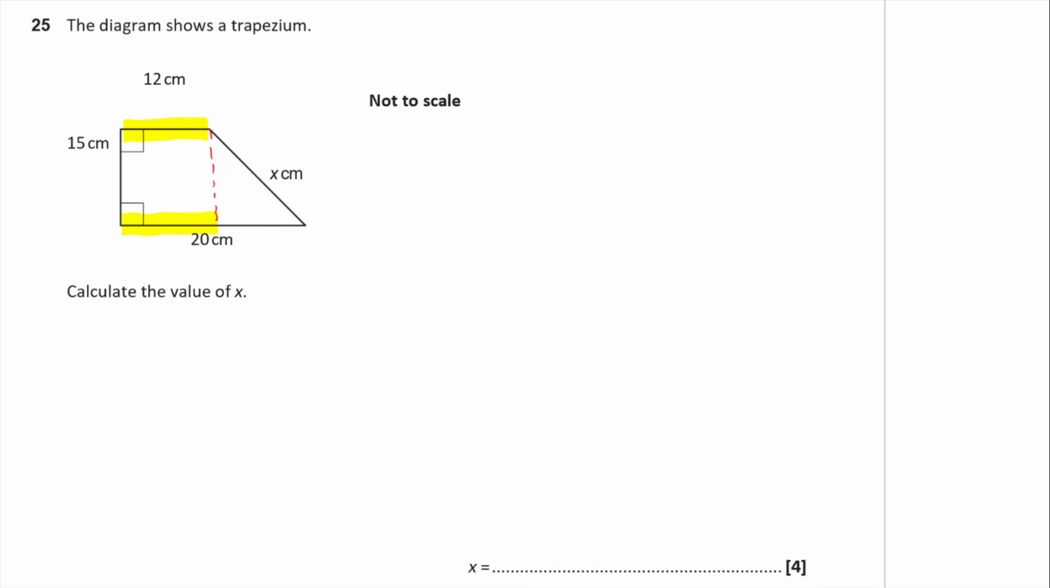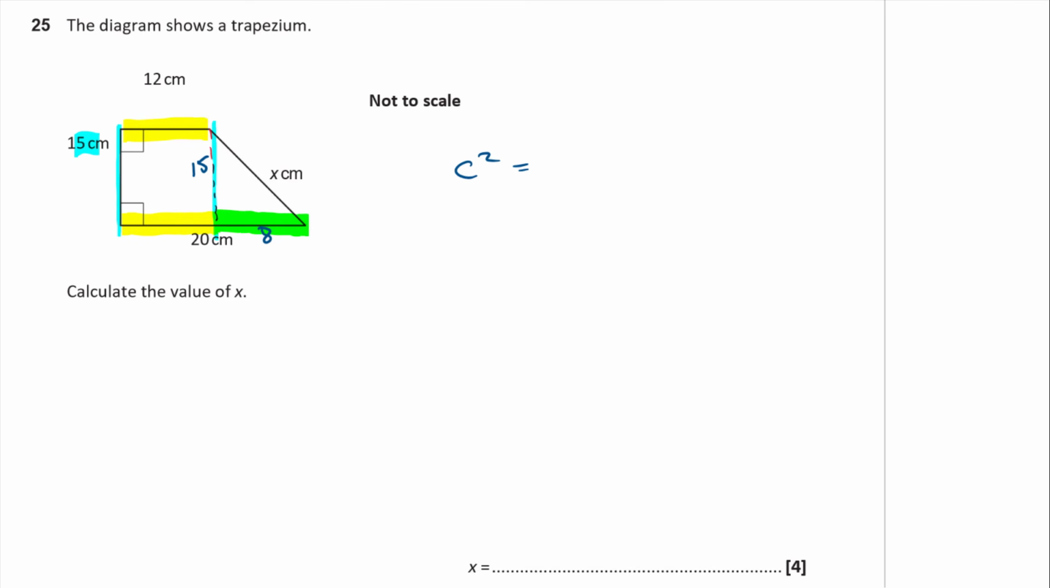So then this part is going to be the difference between 12 and 20. So that's going to have to be 8. 8 in that direction. And we know that this distance here is 15. So that's also 15. Okay, so then I've got a right angle triangle where I know two sides and I want the long side. So this is a job for Pythagoras' Theorem, isn't it?